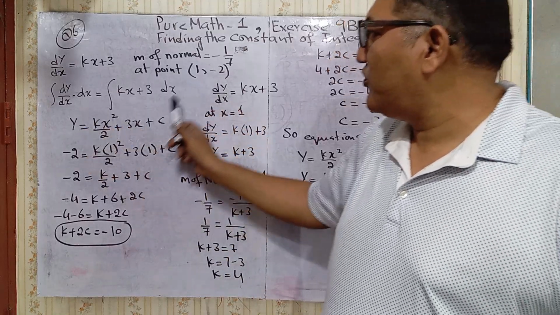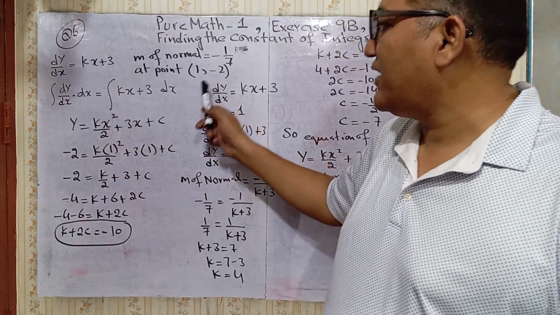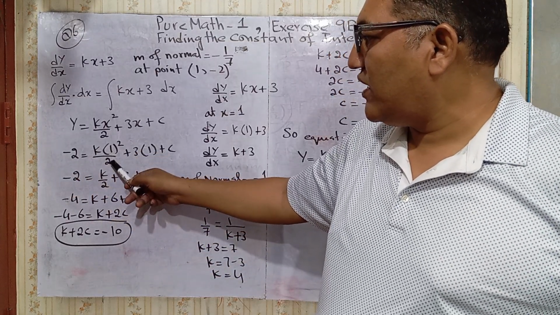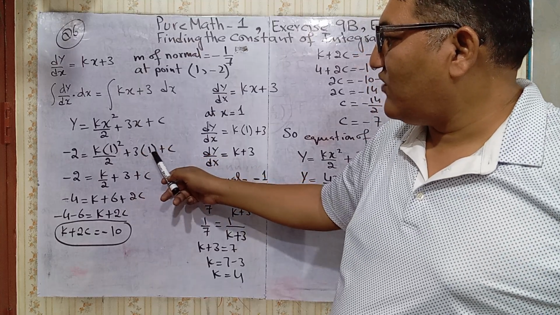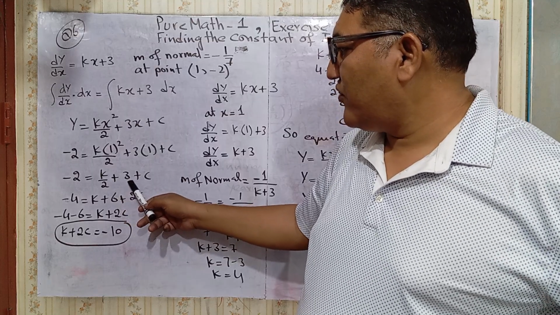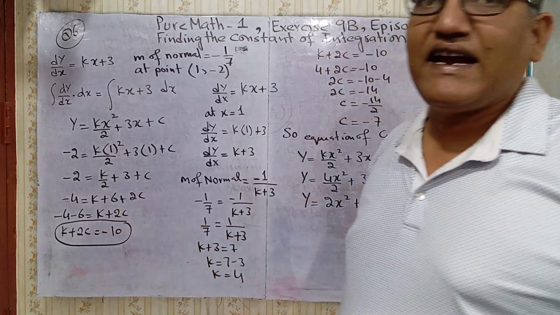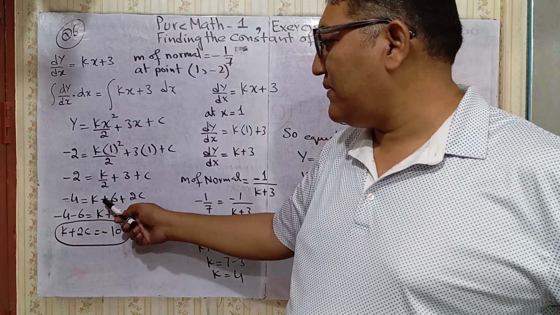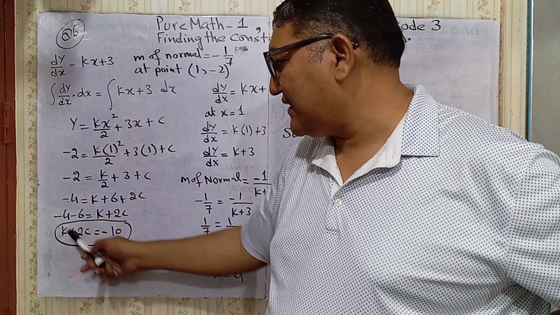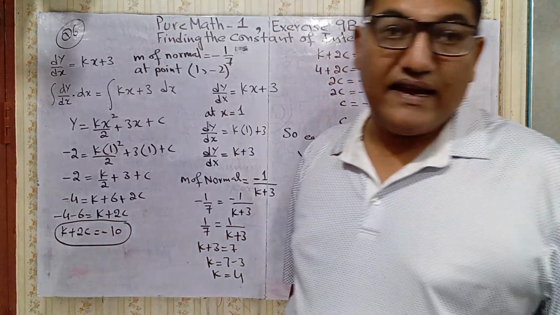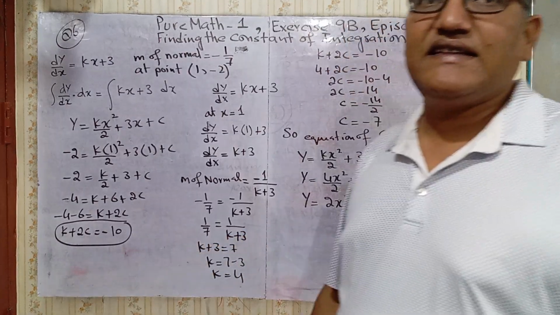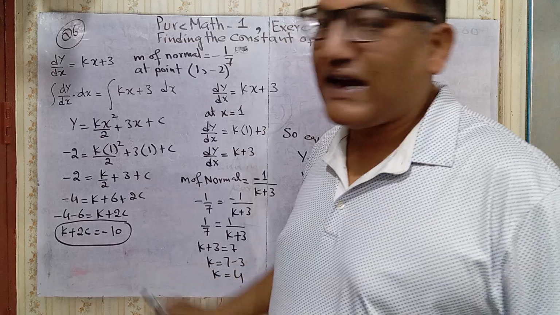In this, I will put 1 in place of x, and minus 2 in place of y. So you will have minus 2 equals k into 1 squared divided by 2, plus 3 in place of x, plus c. So minus 2 equals k by 2 plus 3 plus c. Multiply both sides by 2. You will have minus 4 equals k plus 6 plus 2c. So k plus 2c equals minus 4 minus 6, that's minus 10. I don't know the value of k, I don't know the value of c, but I got an equation in k and c, that is k plus 2c equals minus 10.